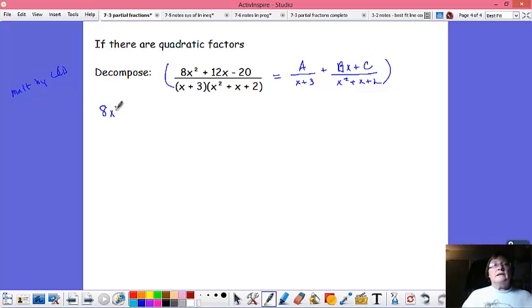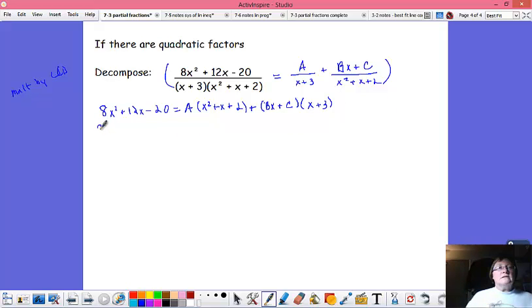On the left side we'll have 8x squared plus 12x minus 20. On the right, when we multiply here by this, we're going to get A times this part, x squared plus x plus 2. On this side we're going to have Bx plus C, and that's going to have to be in a parenthesis because it has to be multiplied by this x plus 3. So we have a little bit more of the whole multiplication to do, but after this it's the same as the rest. So we're going to start simplifying on the right.